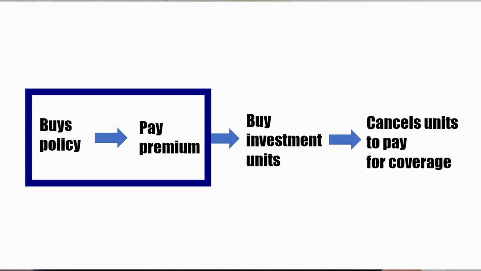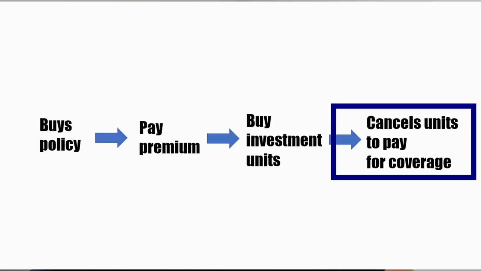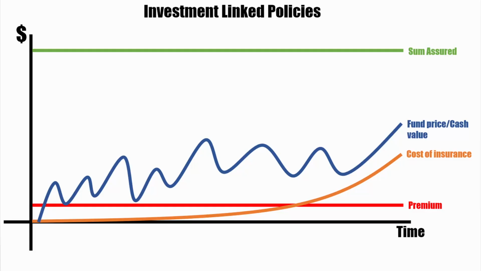So how it works is that when you buy the policy, obviously you make premium payment, right? And the premium that you paid will be used to buy investment units in a unit trust. So this unit trust is usually a fund that is provided by your insurance company. And after they use the money to buy the unit trust, they will cancel away some units to pay for your cost of insurance. So as you can see from this chart over here, the red line is your premium payment and the blue line is the fund prices, which when you make the premium payment, they'll buy the units at the current price lah.